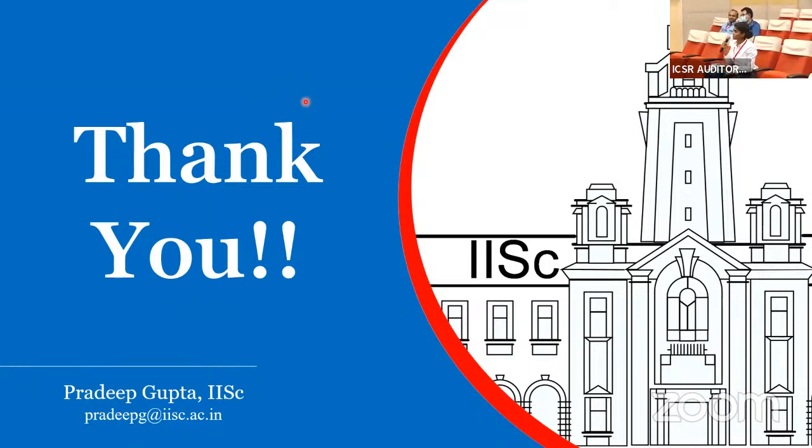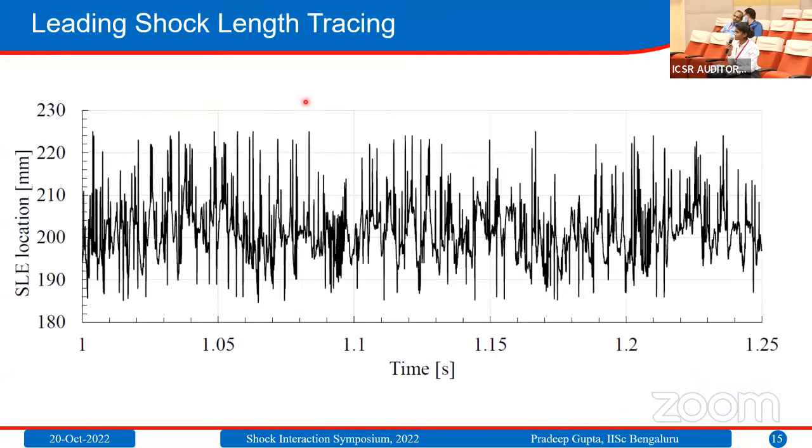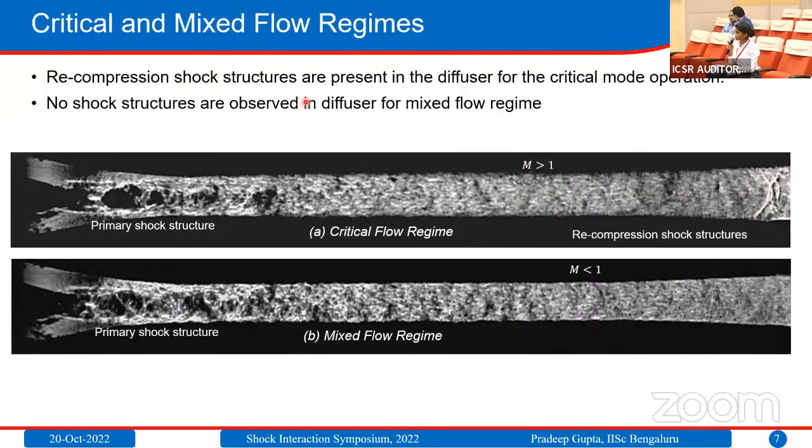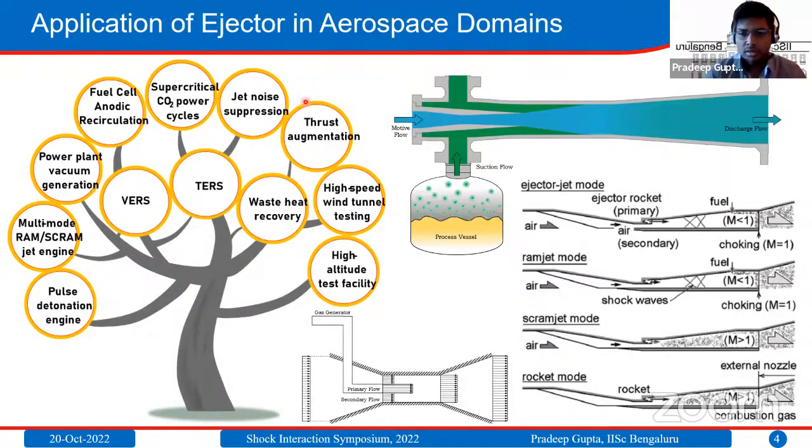Hi, Pradeep. Hi. I have a few questions regarding the applications aspect that you mentioned. You said that this ejector design can be incorporated into a ramjet or a scramjet design, right? Yes, in the initial slides. So I'm curious, what advantage is the introduction of the second flow bringing to the table? Is it in terms of better thrust, compression, pressure ratio? Or what is it?